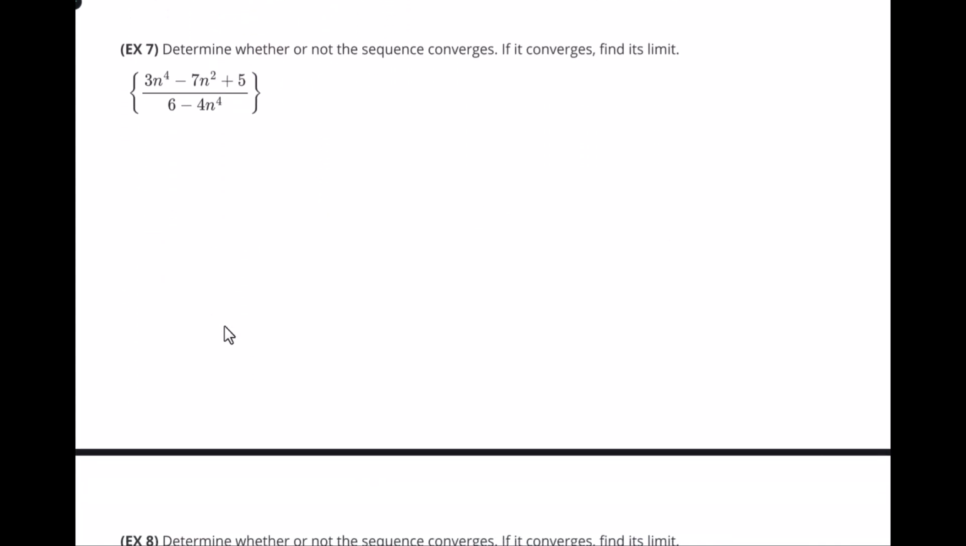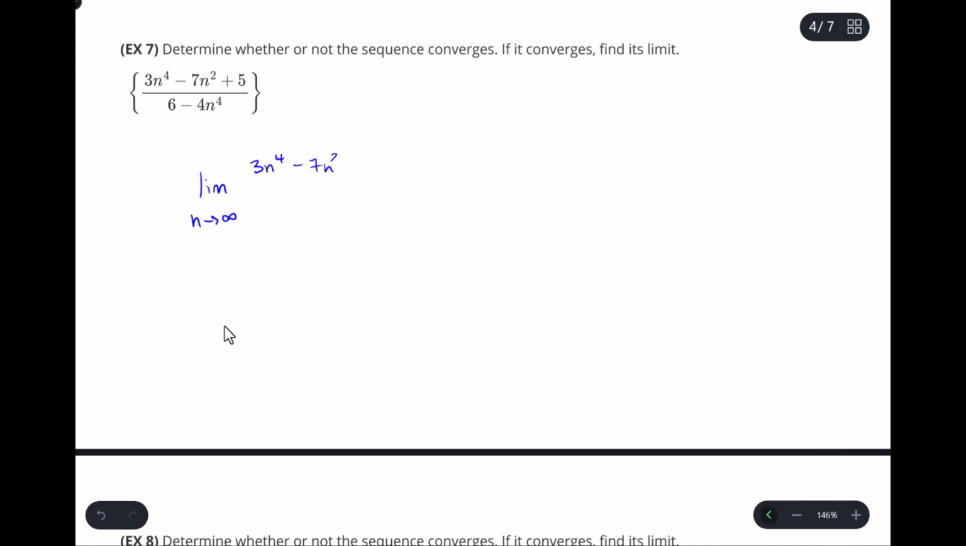All right, determine whether or not the sequence converges. If it converges, find its limit. Here we have 3n to the 4th minus 7n squared plus 5 over 6 minus 4n squared. Ultimately what we need to do is calculate this infinite limit, which is essentially finding the location of a horizontal asymptote of this rational function.